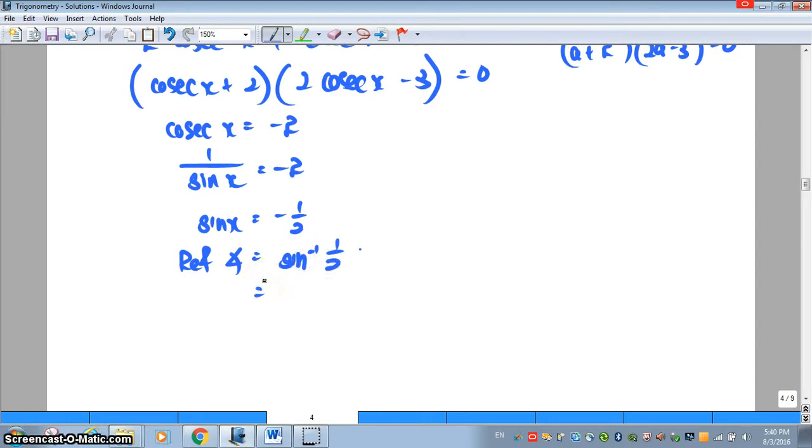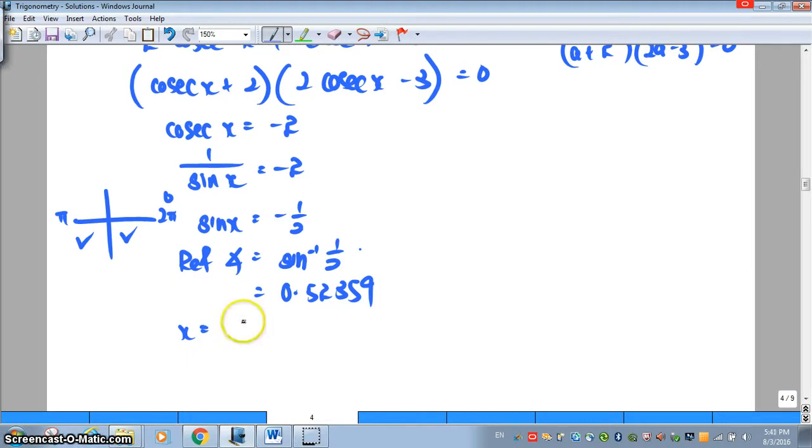Taking the absolute value, you get 0.52359. Okay, please take note, sine will give us a negative value in this case, so it must lie in the third as well as the last quadrant. If it lies in the third quadrant, your value of x will be pi plus the reference angle itself. Let me round to 3SF immediately.